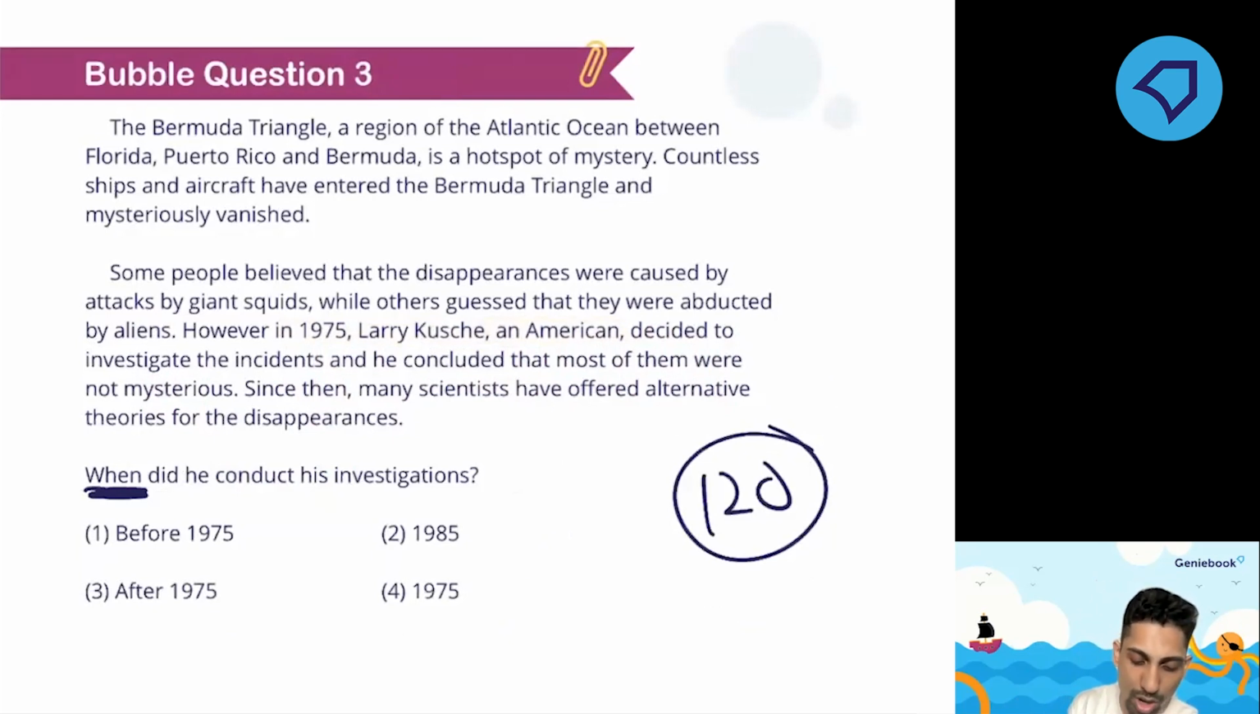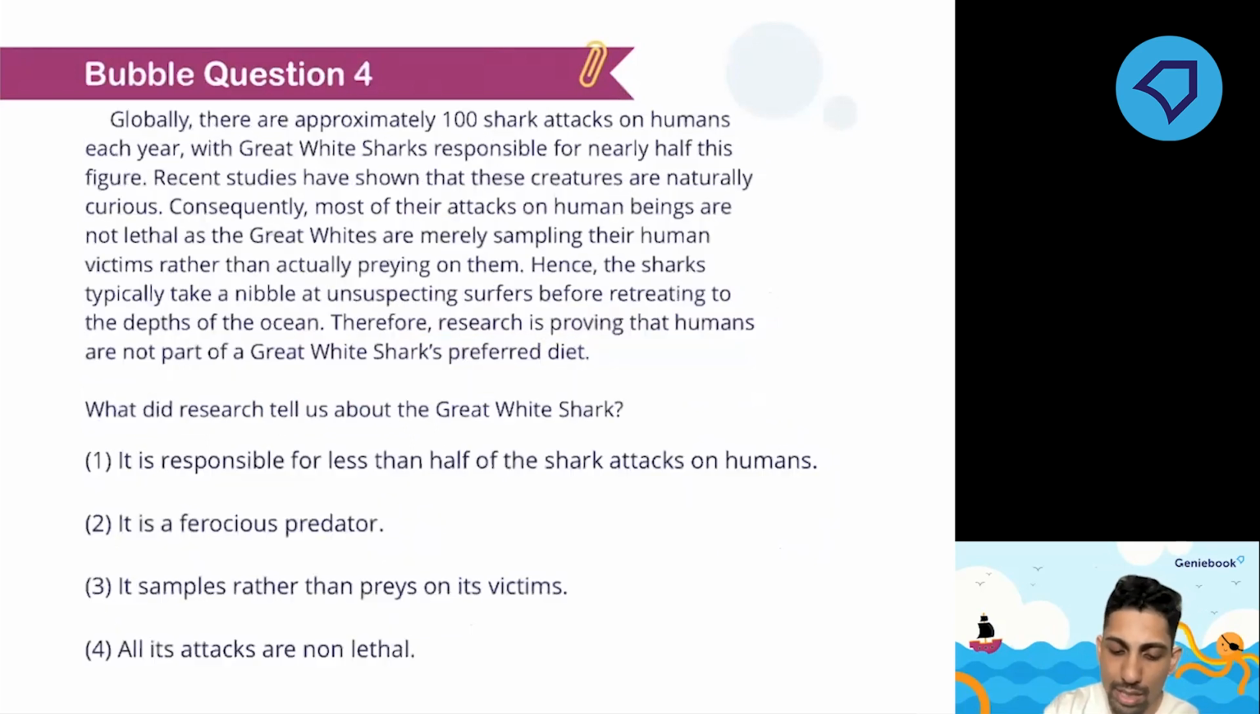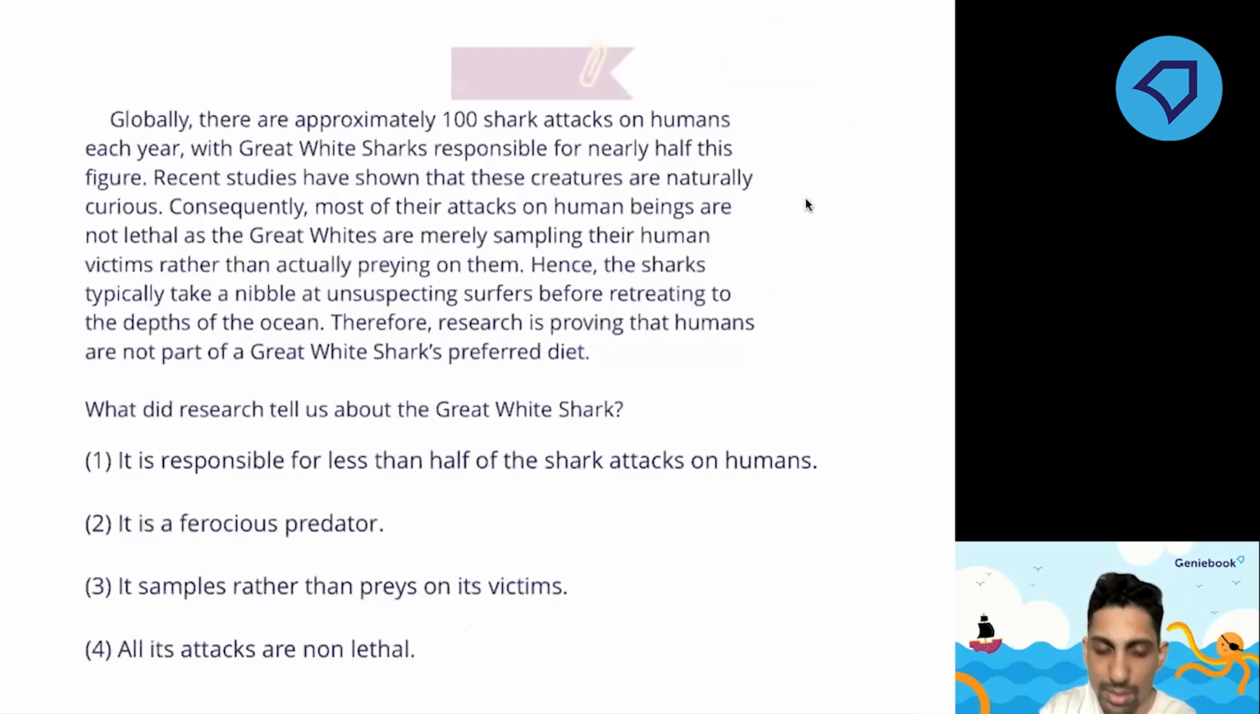Why is number one wrong? Because number one is before 1975. Maybe 1974, 1973. That's not correct. If I'm born in 1991, it doesn't make sense to say I'm born before 1991. That is totally incorrect. You see what I mean? Same for after. We are not talking about anything before or after. We are saying he did his investigations in 1975. That is the year. 1985 is not even in the passage, so we can forget about it. Okay, so good job.